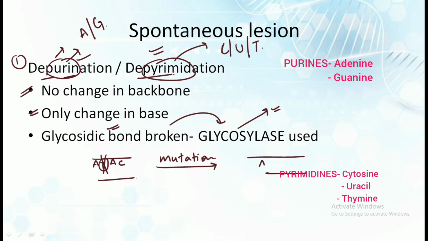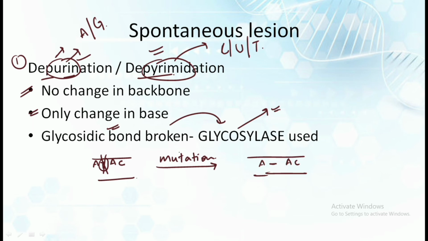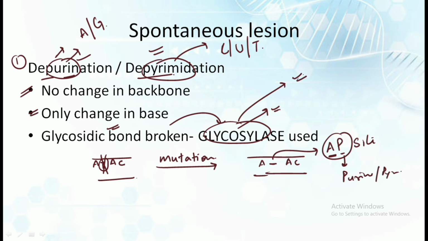So we would have all the three sites, but only the T gets deleted because of this mutation. So now there occurs an empty site. This site is given the name of AP site. Why? A stands for absent and P stands for either the purine or the pyrimidine, whichever has got deleted. As a result of depurination and depyrimidation, we have the formation of the AP site, and also because of the breakage of the glycosidic bond at this area, there occurs the usage of the glycosylase enzyme.